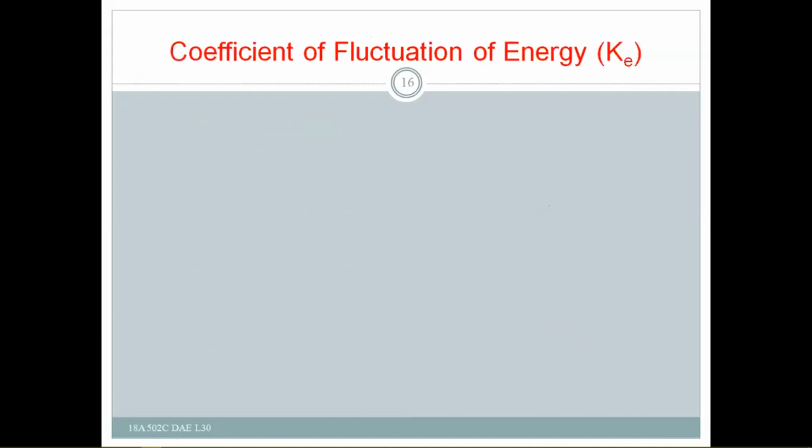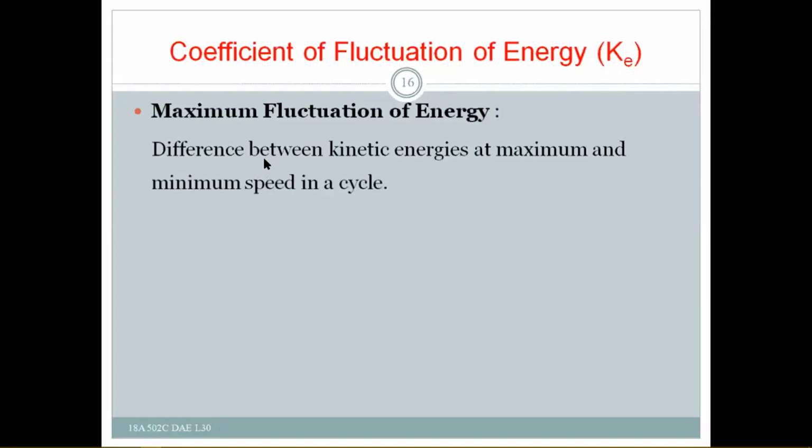Now let us see the coefficient of fluctuation of energy, represented by Ke. Before defining it, let us have a definition of maximum fluctuation of energy. It is the difference between the kinetic energies at the maximum and minimum angular speeds of a flywheel in a cycle. That is the definition of maximum fluctuation of energy.